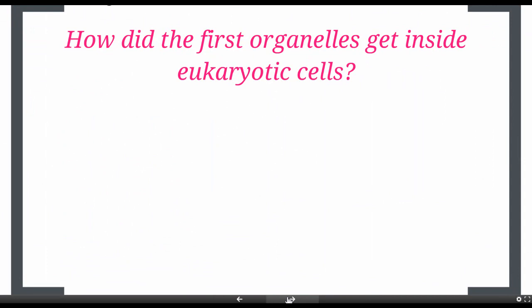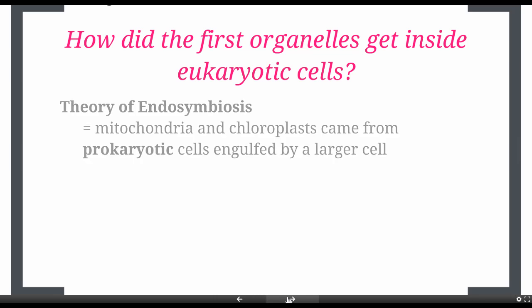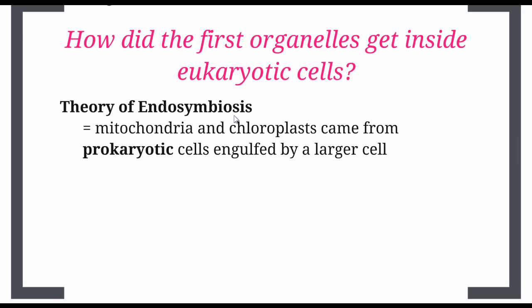One of the interesting evolutionary questions is, how did the first organelles get inside eukaryotic cells? And the current explanation for that is the theory of endosymbiosis. And this is the idea that mitochondria and chloroplasts actually came from prokaryotic cells that got engulfed by a larger cell. We've got some Latin roots here. Endo means inside, sym together, bio life, and sys process. So this is the process of life coming inside to live together.